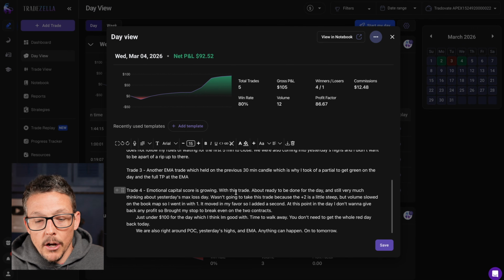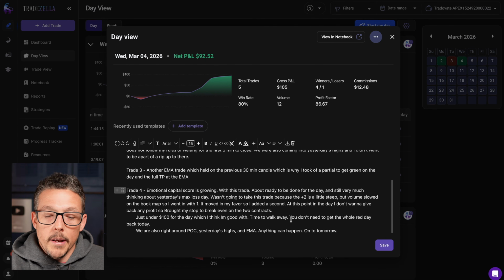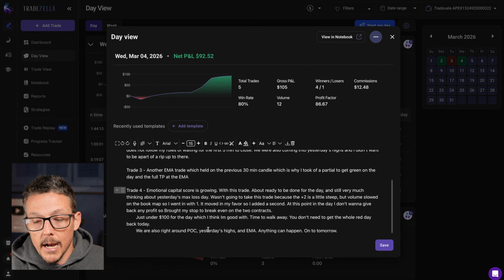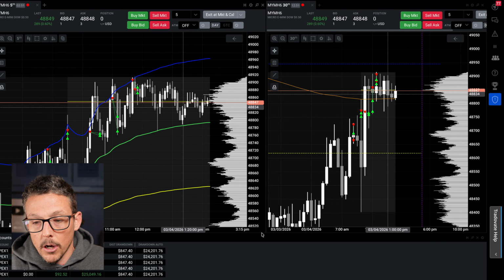At this point in the day, I don't want to get money back. So I brought my stop to break even with the 2 contracts. Just under 100 day. I'm good. Time to walk away. You don't need to get the whole red day back today. We are also right around point of control. Yesterday's high, EMA, everything can happen on to tomorrow.